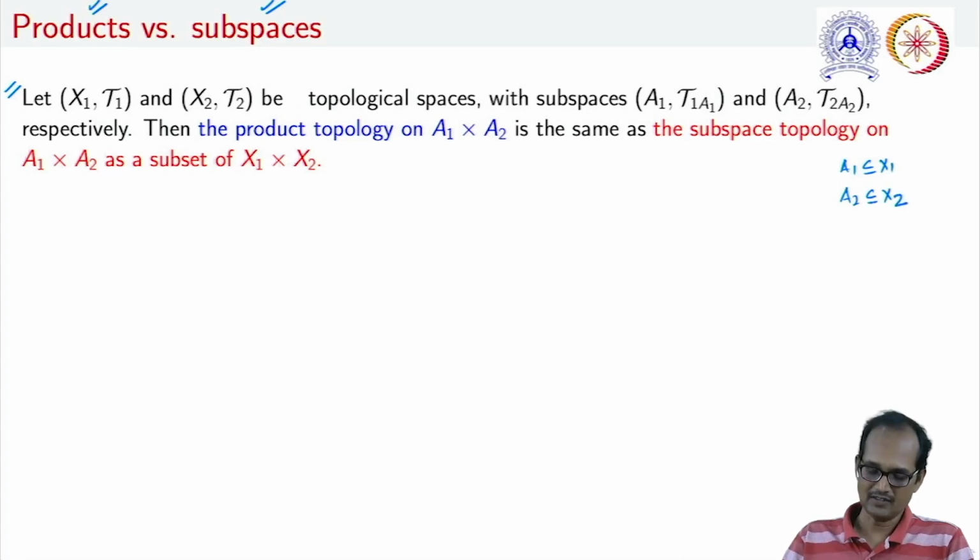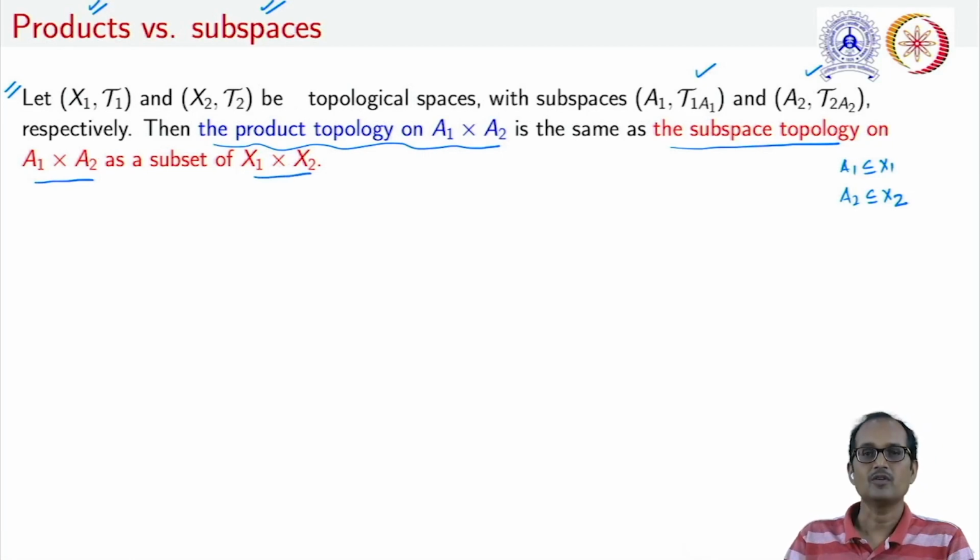But the conclusion is that if we try to find the product topology on the Cartesian product of A1 and A2, as the topologies are already given on A1 as well as A2, this product topology is the same as the subspace topology on A1 cross A2 as a subset of X1 cross X2. Let us try to justify, or let us try to see this result.